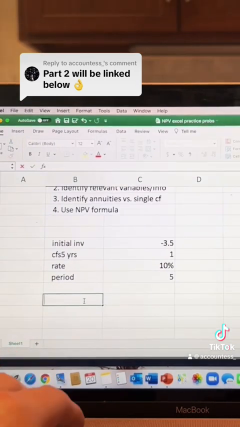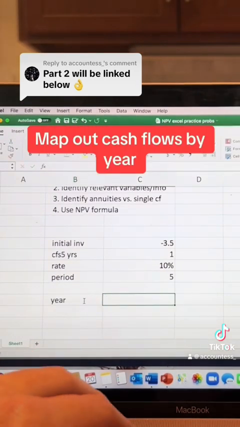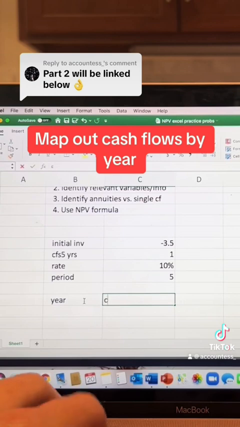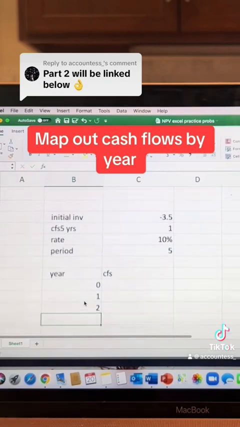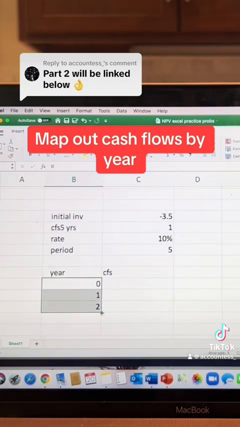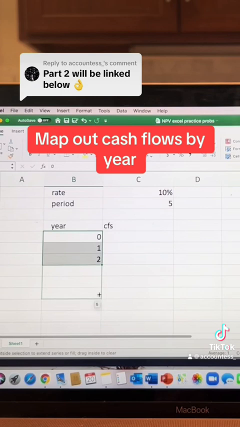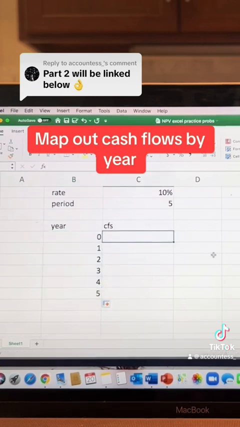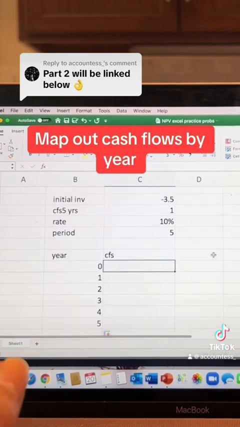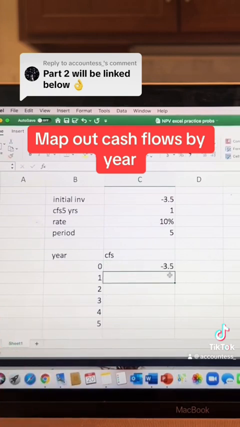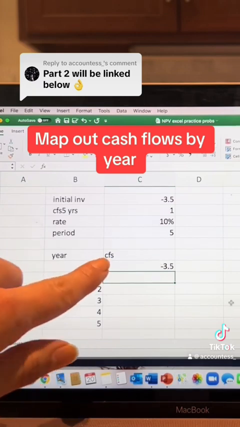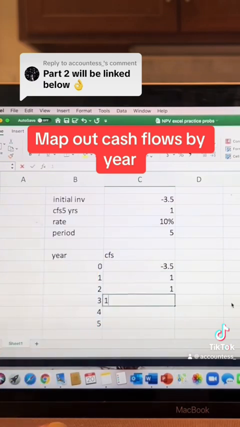Okay, so now I want to actually map it out a little further. So column for the years, column for the cash flows. Zero through 5, and again that first capital outlay is 3.5 and it's an outflow, so I made it negative. And then for the next 5 years, we're going to get 1 million every year.